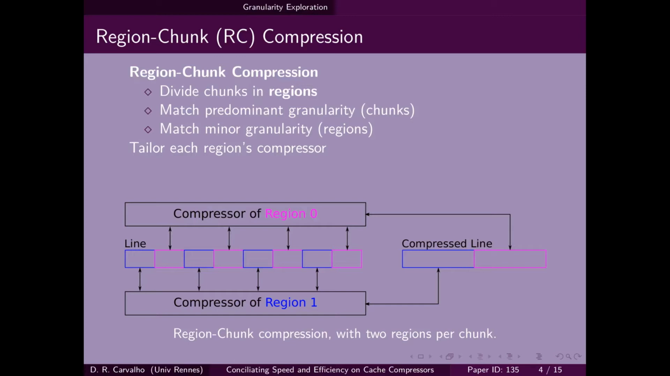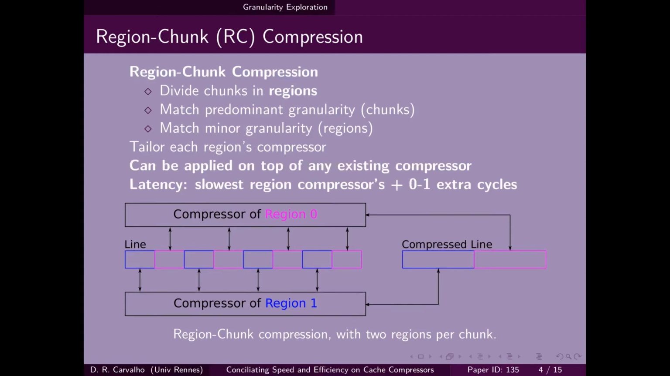We can have two or more regions in the region chunk compressor, and we can tailor each region compressor to the expected data. In this example here, we have the two region compressor, so each chunk is divided into two regions, and this idea can be applied on top of any existing compressor, and its latency is going to be the latency of the slowest region compressor plus 0 or 1 extra cycles depending on the type of compression algorithm being used.